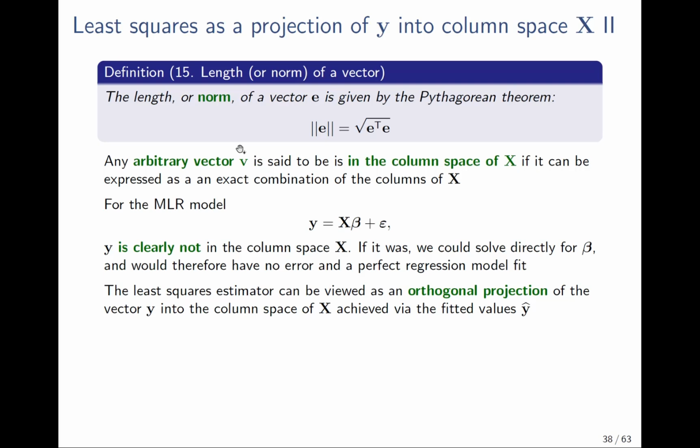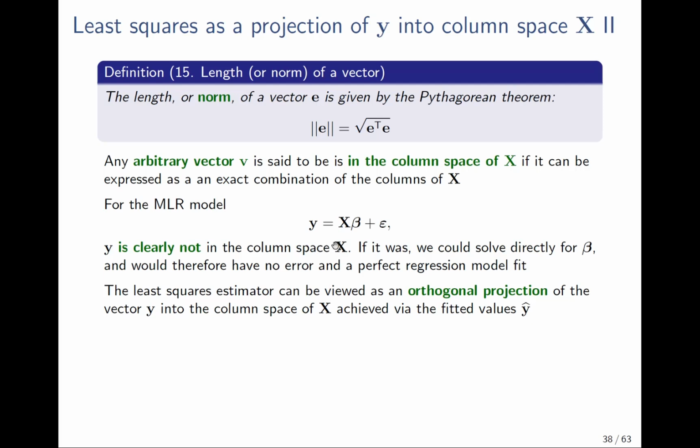So an arbitrary vector, let's call it V, is said to be in the column space of X if it can be expressed as an exact combination of the columns of X. So let's take our multiple linear regression model, Y equals X beta plus E. Y, our vector of dependent variables, is clearly not in the column space of X. If it was in the column space of X, there would be no error, and we'd be able to find a vector beta that gives us an exact solution of X, and there'd be no error. So we could solve directly for beta, no error, and we would have a perfect regression model fit.